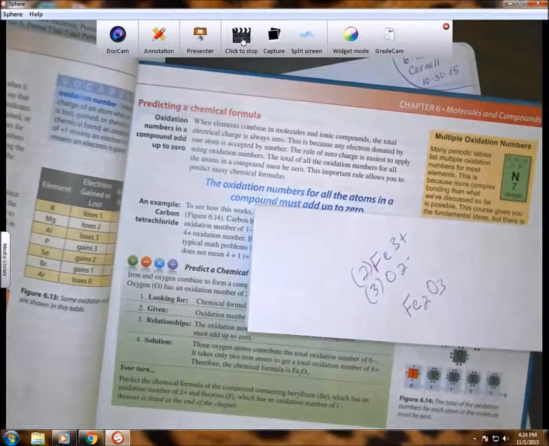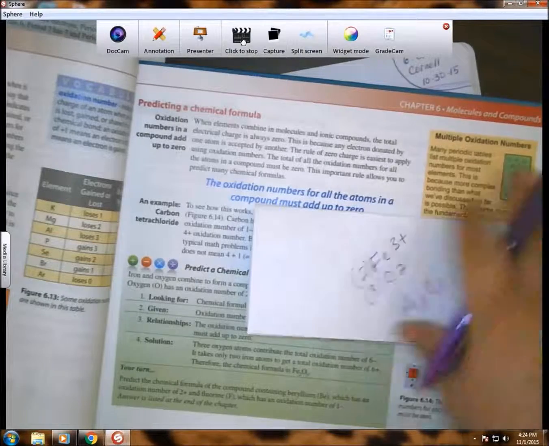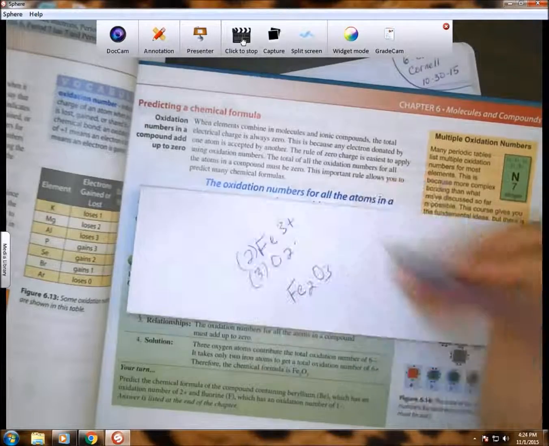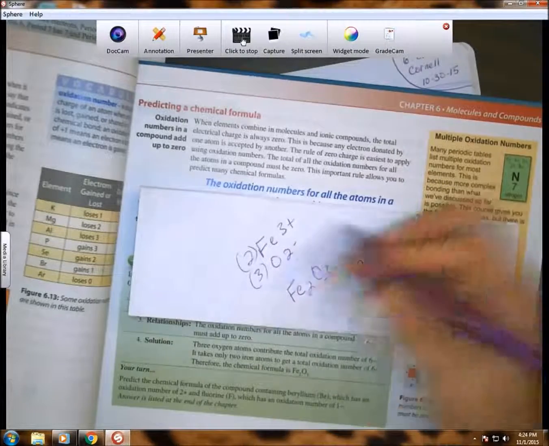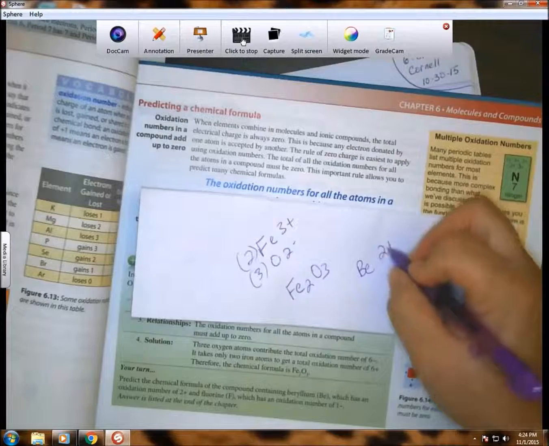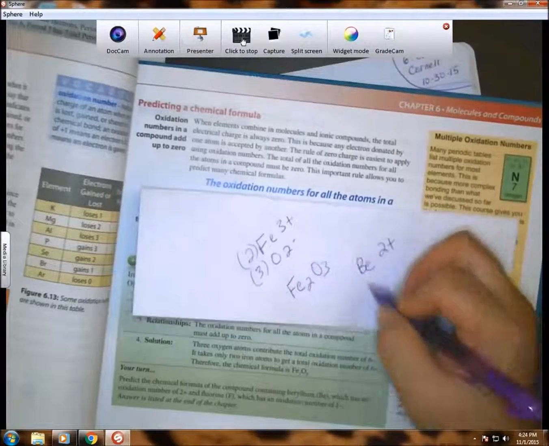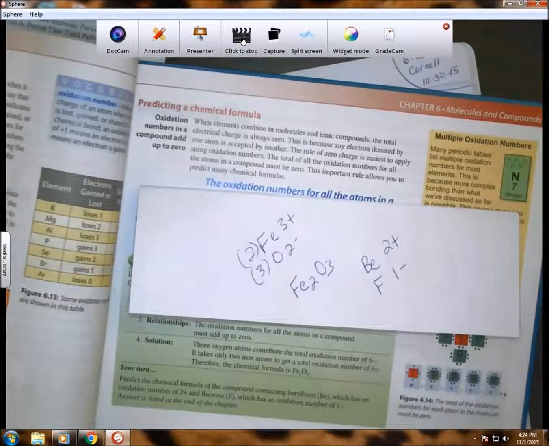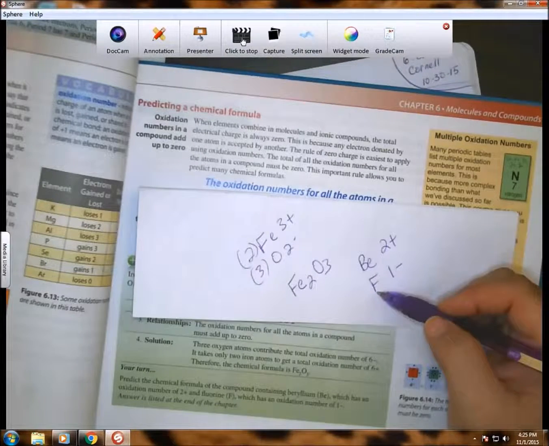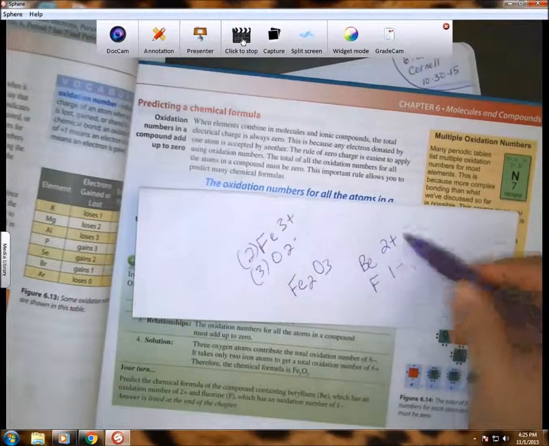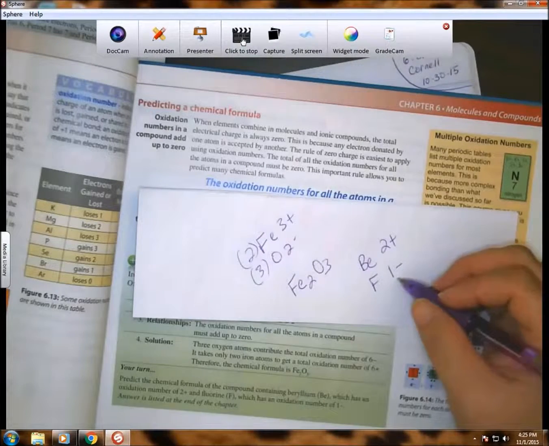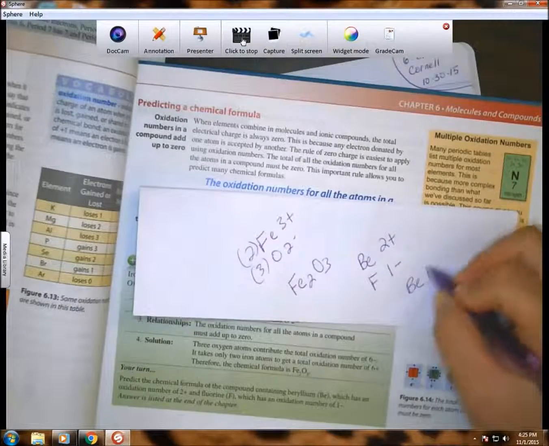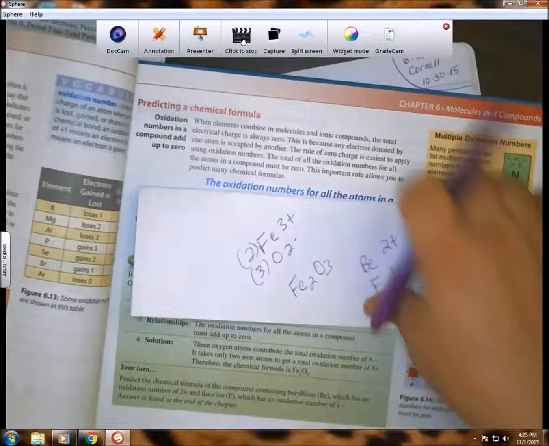So, let's look at your turn, and see what we get. Predict the chemical formula of the compound containing beryllium, Be, which has an oxidation number of 2 plus, and fluorine, F, which has an oxidation number of 1 minus. Well, this one's pretty easy. If beryllium has 2 plus and fluorine has 1 minus, then we need 2 fluorines, because 1 minus and 1 minus is 2 minus. So our formula is going to be BeF2. Alright.